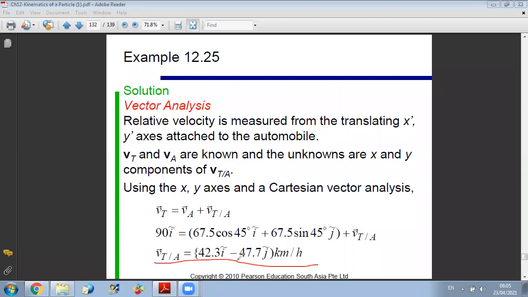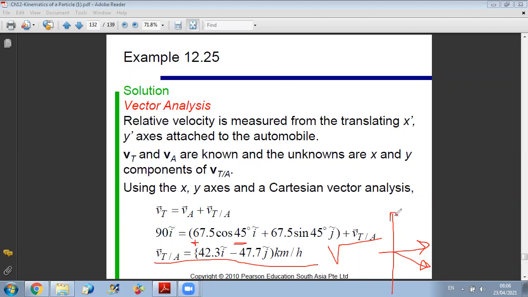So here you can find the total velocity vector. This is the x component, this is the y component. Then the relative velocity magnitude will be the radical of 42.3 squared plus 47.7 squared. Concerning the direction, if you look at the signs, the x component is positive, the y component is negative. So we are in the second quadrant, and you can represent the vector by this one.